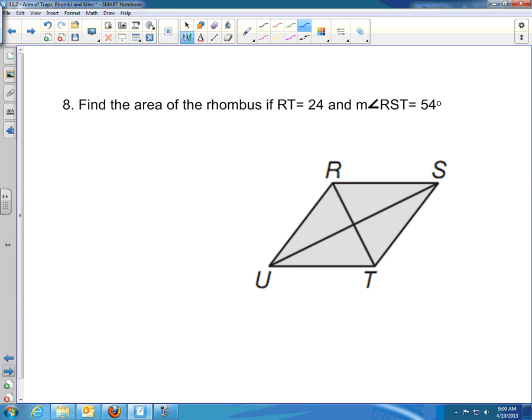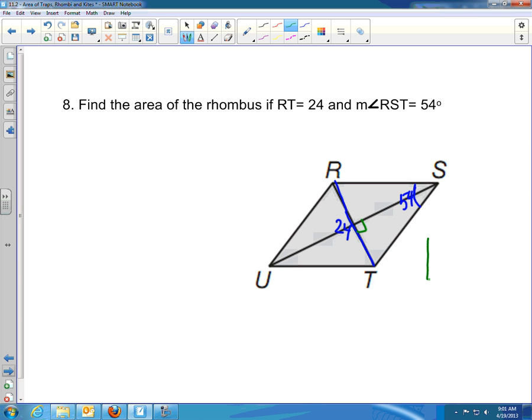All right, number 8, find the area of the rhombus if RT is 24, so this whole piece is 24, and angle RST is 54. So this whole angle is 54. We need to find the other diagonal. That one's going to be a little bit tougher. Let me help you out by telling you that in a rhombus and a kite, we get 90-degree angles where the diagonals cross, where they intersect.